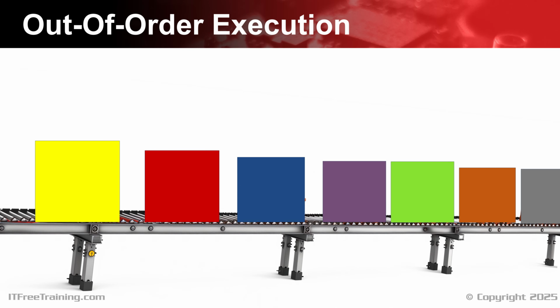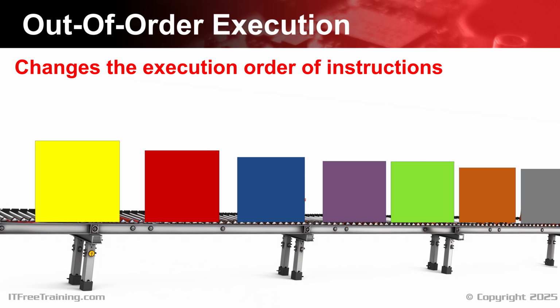One method used to help reduce stalls is out-of-order execution. In our example, a stall was caused because the green instruction required the blue instruction to be executed first. This caused part of the CPU circuits to stall. Out-of-order execution attempts to eliminate the stall by simply changing the order of execution.